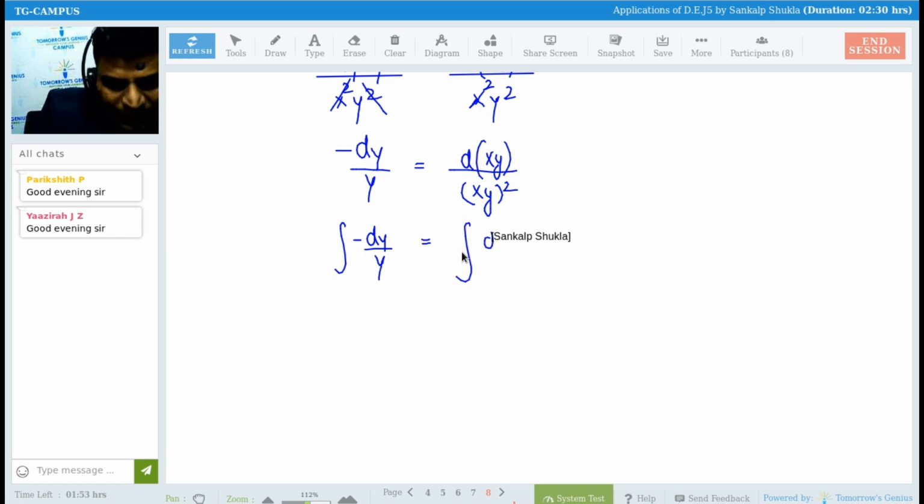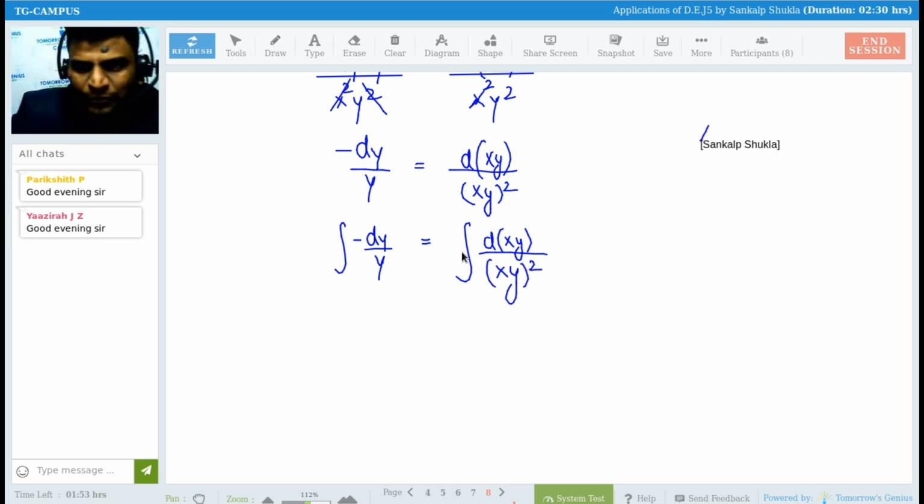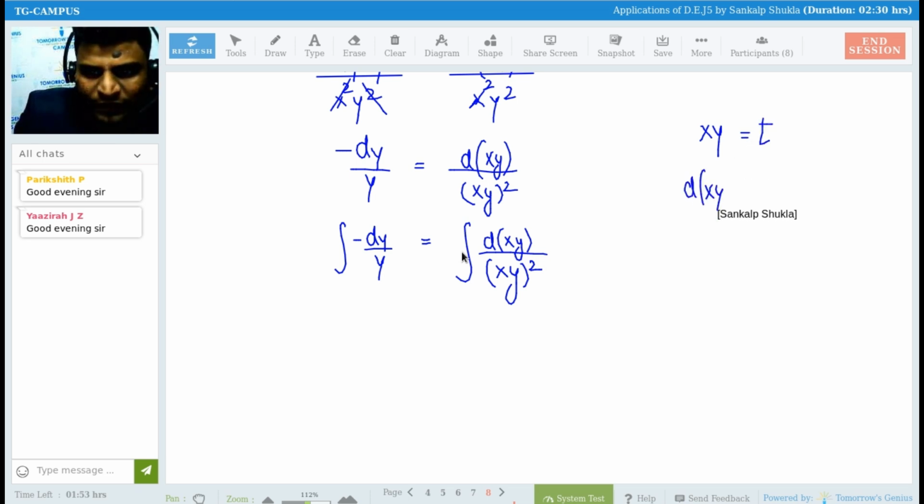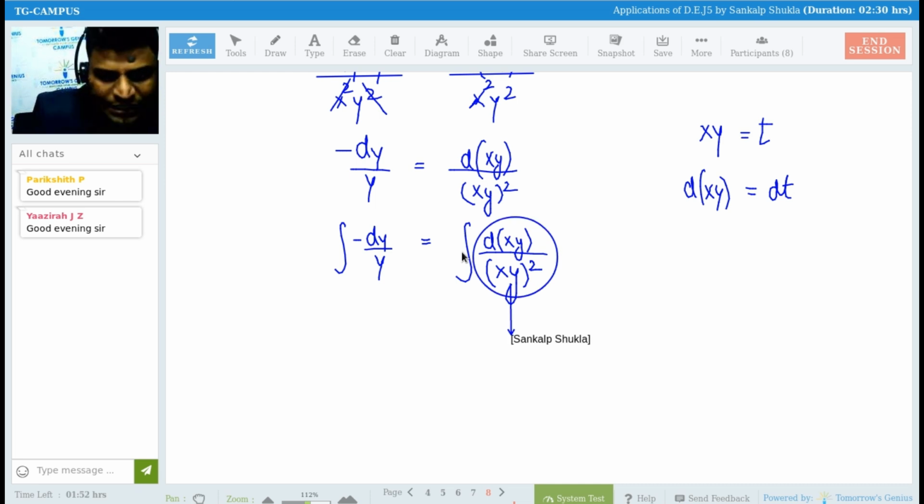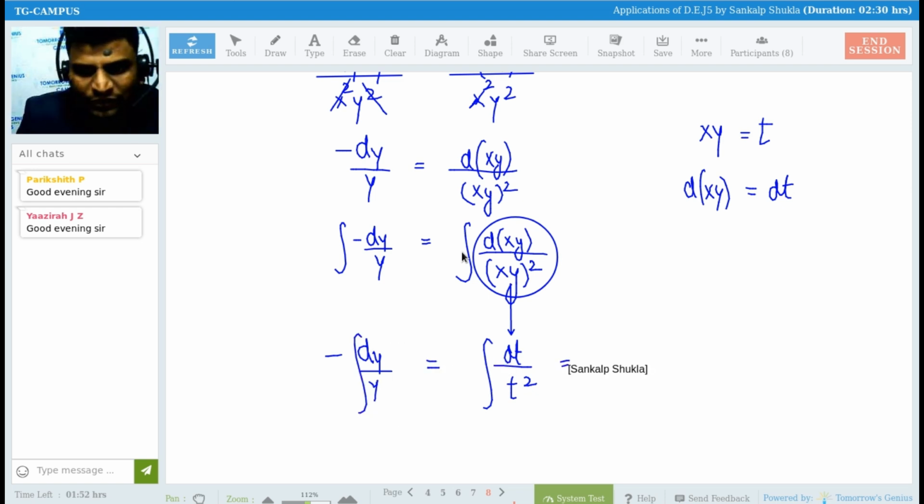Now, if somebody asks you to integrate, you can easily integrate minus dy by y, and you have to integrate d of xy upon xy whole square. Very easy thing: just put xy is equals to t. If you put xy is equals to t, what is d of xy? It is dt only. Got it? So this whole thing is just dt over t square. And I think now you will get the answer.